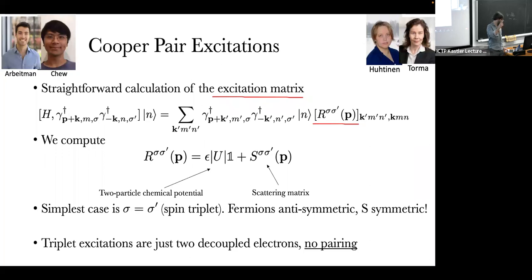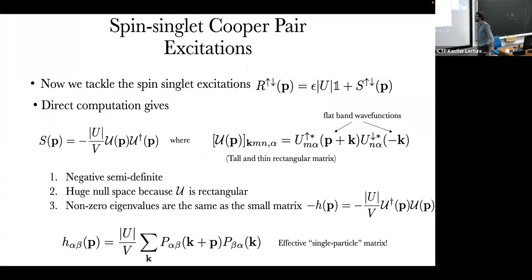The triplet excitations are two decoupled electrons, no pairing, it turns out. But the singlet excitations are coupled and give you something interesting. Direct computation gives you that the scattering matrix is this with a negative sign, where this calligraphic U is basically these non-calligraphic U's. These U's are the eigenvectors of the flat bands of the Hamiltonian, so they're just U dagger. Now you see the scattering matrix is negative semi-definite, so you can only have bound states. And it's got a huge null space because it's rectangular.